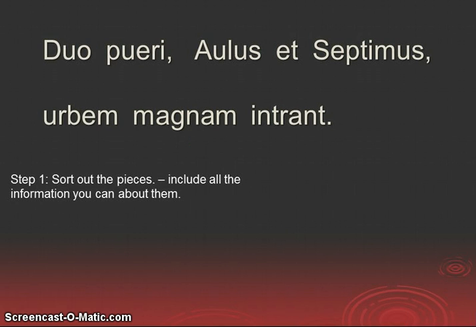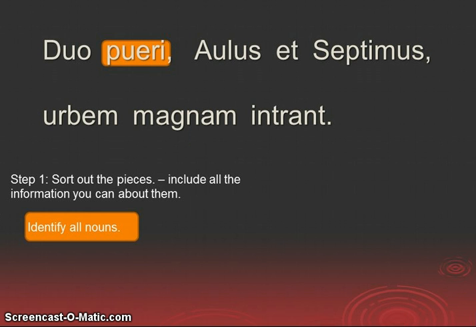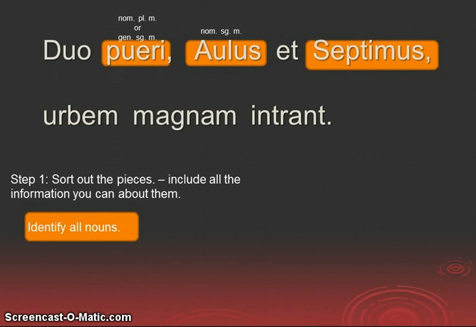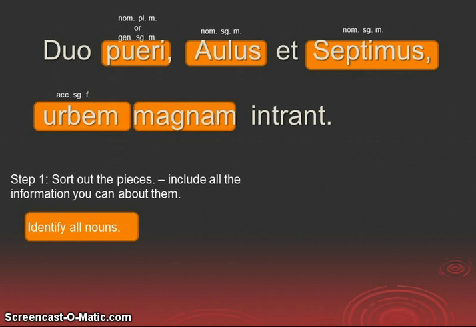Sort out the pieces. Include all the information you can about them. Let's identify the nouns. Pueri is a noun. It could be nominative plural or it could be genitive singular. Now, if you didn't know, you could look pueri up in Newman's Latin Lexicon, the online Latin dictionary that I've recommended to you. Are there other nouns that you see in this sentence? Yes, Aulus is nominative. Septimus is nominative. Urbem is a noun. What case would urbem be? Yes, it's accusative singular.